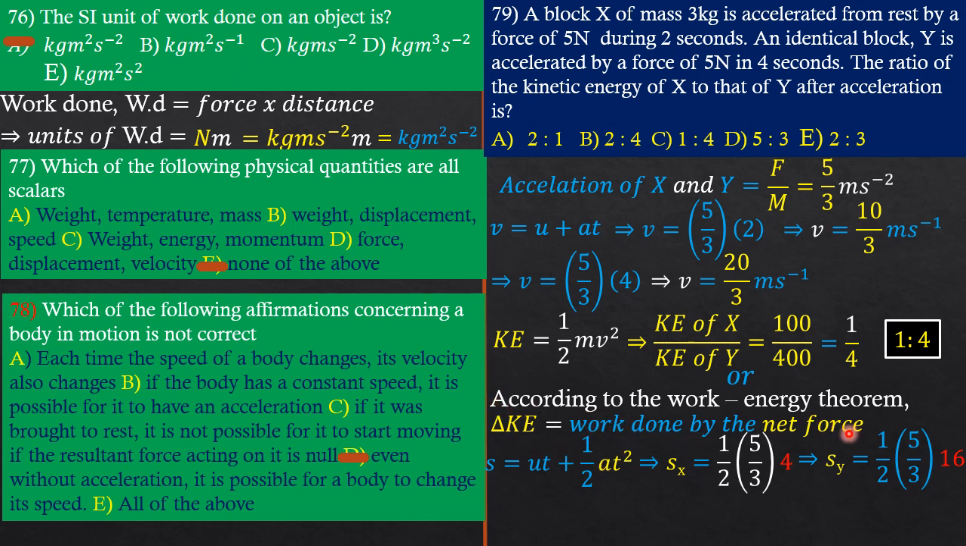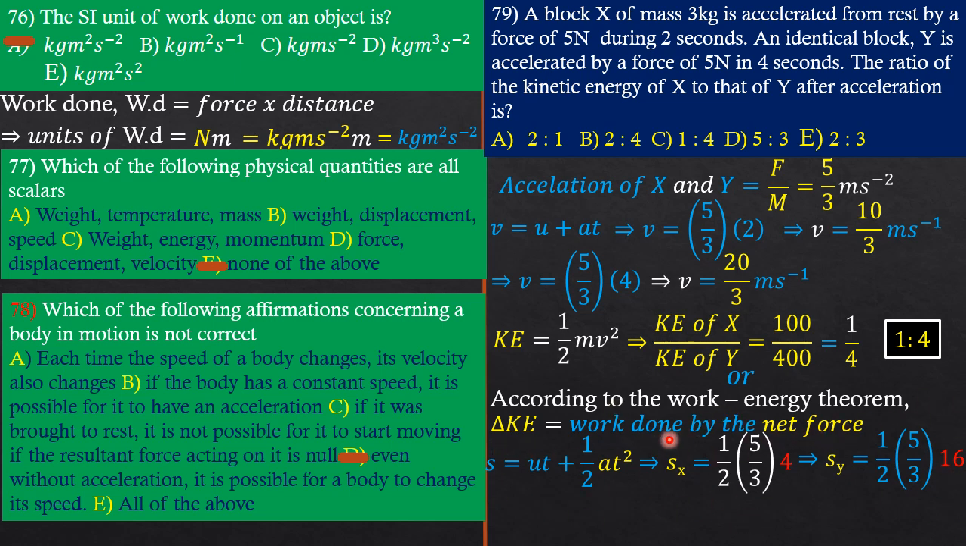The work done is equal to the work done by the net force. And the change in kinetic energy simply means final minus initial. Since both started from rest, the initial is 0, so we are just dealing now with the final kinetic energies.